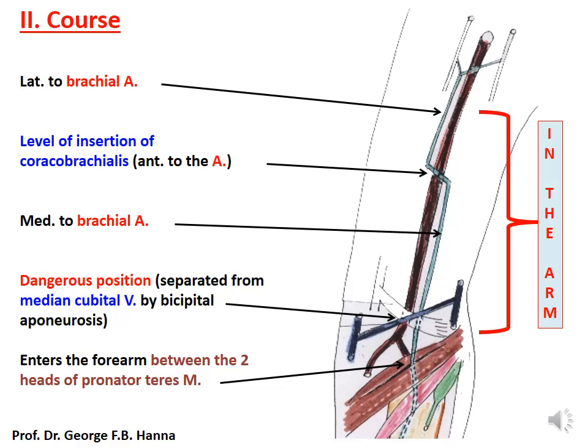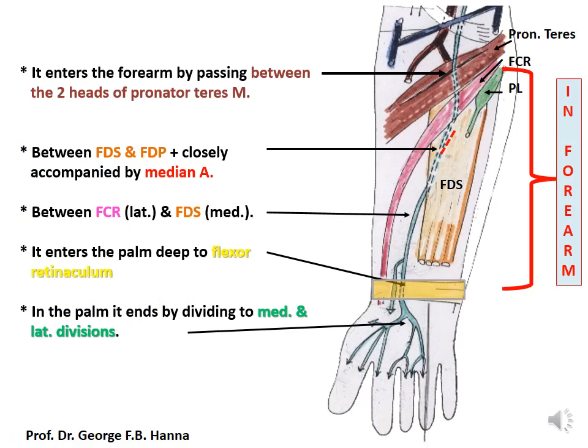Now, we are finished with the arm. Now we are going to enter the forearm. How does it enter the forearm? It enters the forearm between the two heads of pronator teres muscle, in brown here. It becomes medial to it, and the median nerve lies between flexor digitorum superficialis medially and flexor carpi radialis laterally.